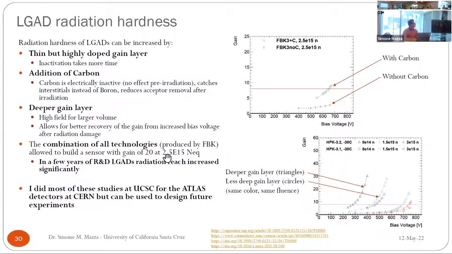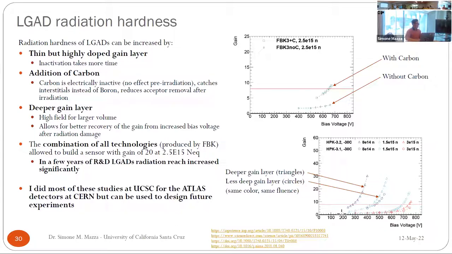Another way is to have the gain layer a little bit deeper. Instead of a 1 micron deep gain layer, you put it at around 2.5 microns. As you ramp up the high voltage, you will multiply the electrons for a longer stretch of space. And this is the effect here.